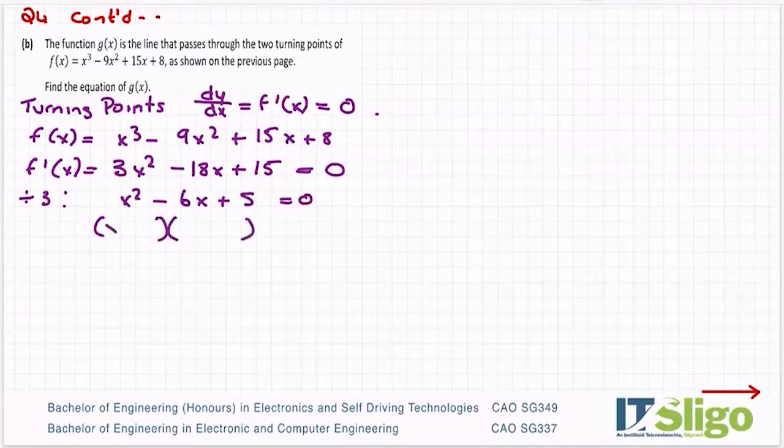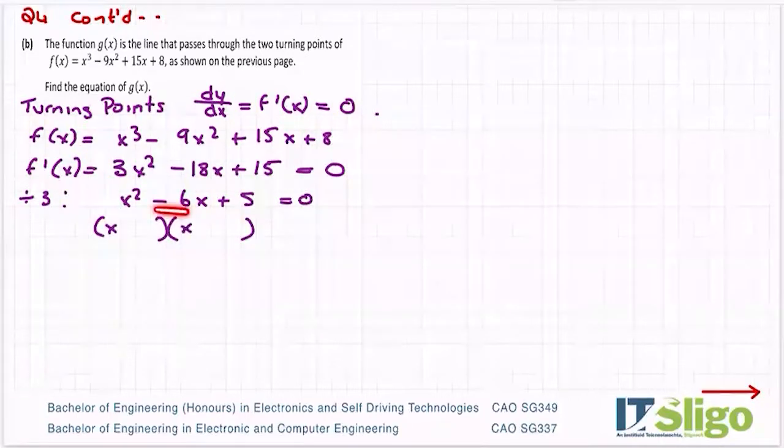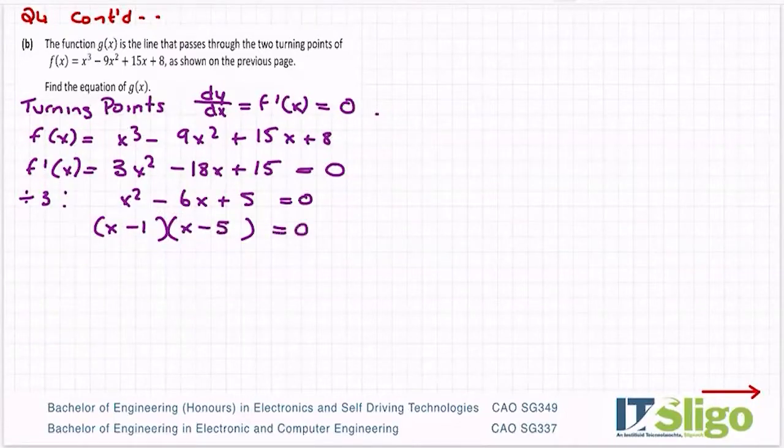So let's factorize him. Factors of 5 that add together to give me minus 6: minus 1 and minus 5 will do it. If you can't do factorizing, do the minus b formula. I'm getting x is equal to 1, x is equal to 5. So they are the x coordinates of my turning points.